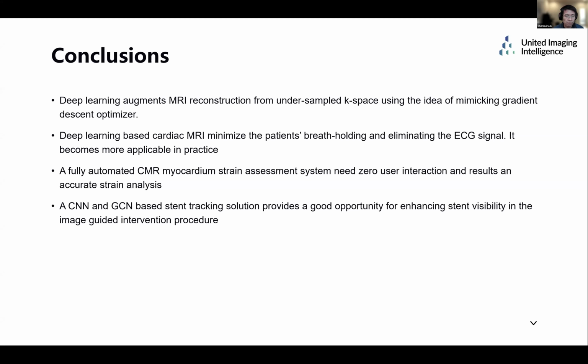We also propose a fully automated solution using different deep learning components for myocardium strain analysis. In the final part, I talked about a combination of CNN and GCN based method for stent tracking. This solution provides a good opportunity for enhancing stent visibility. We hope this method could help surgeons complete their PCI surgery in the future.